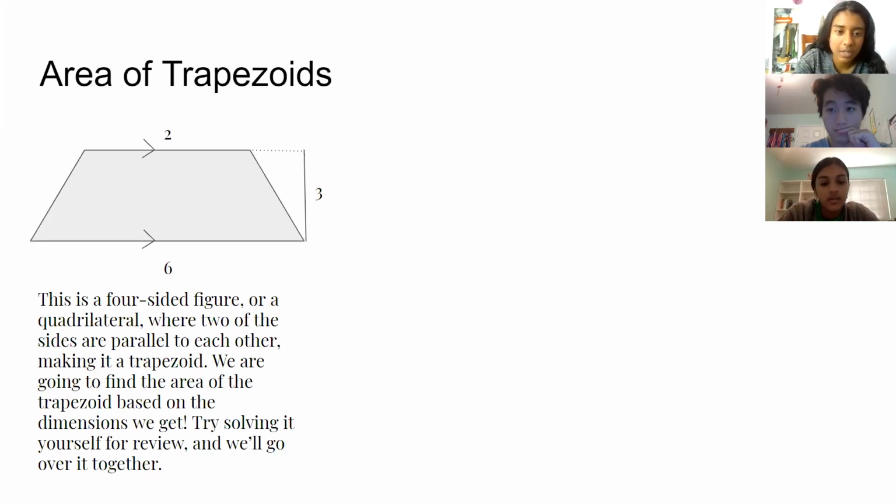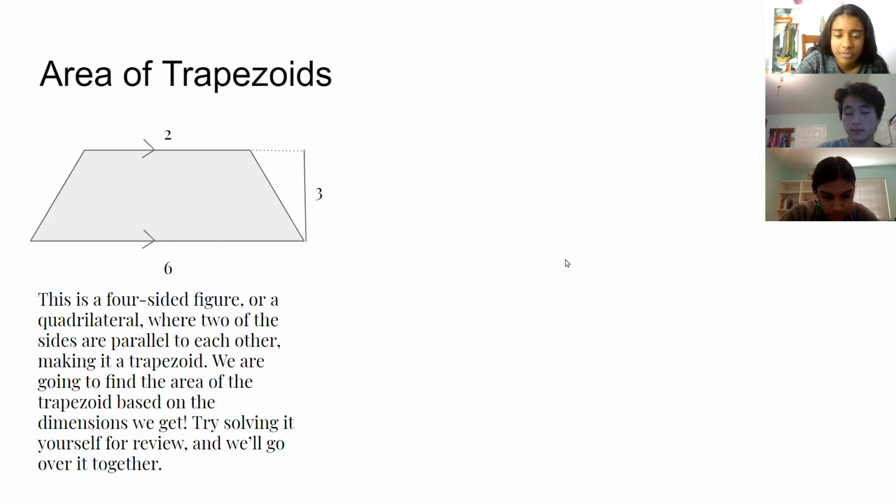Okay, so that should be enough time. We're just gonna go over it now. So we can see that the top base, let's just call that base 1, and then the bottom base is base 2, and it's 6 units long.